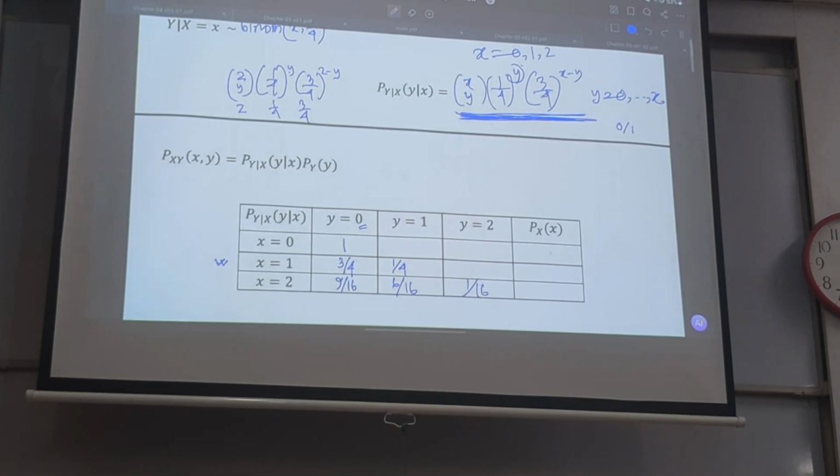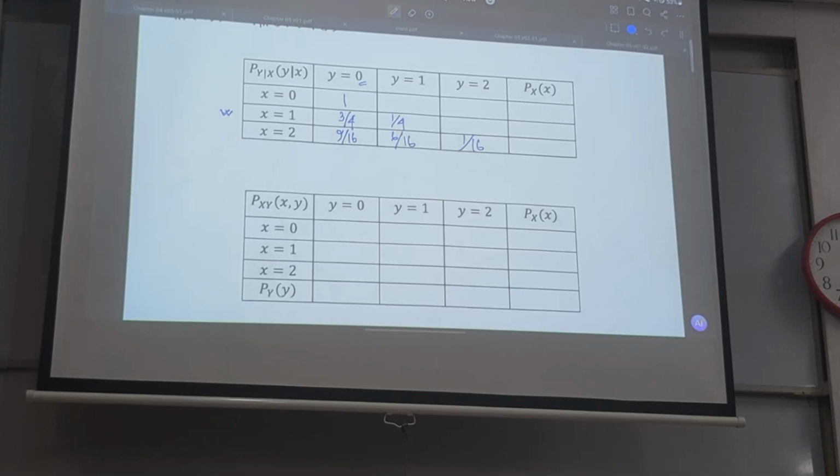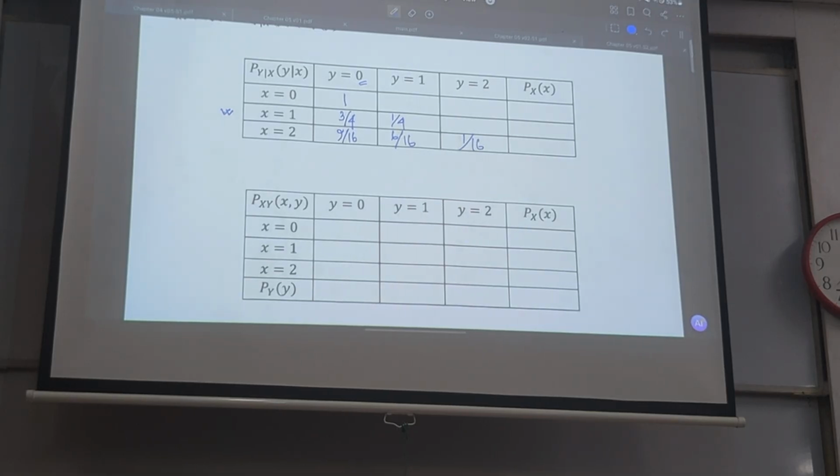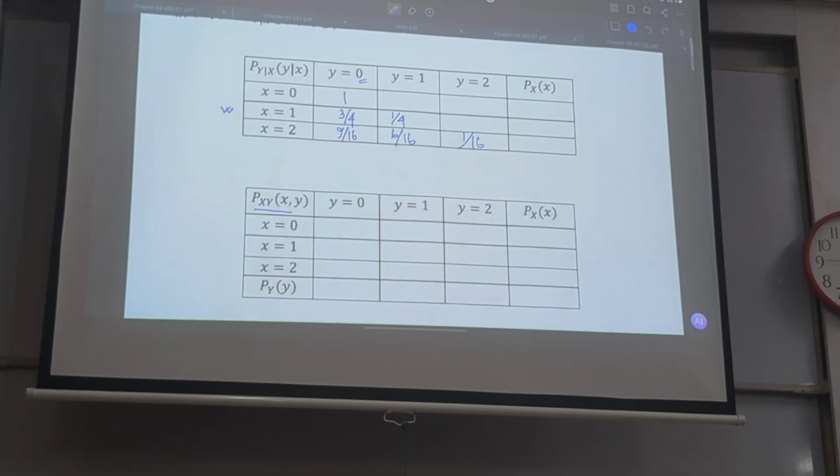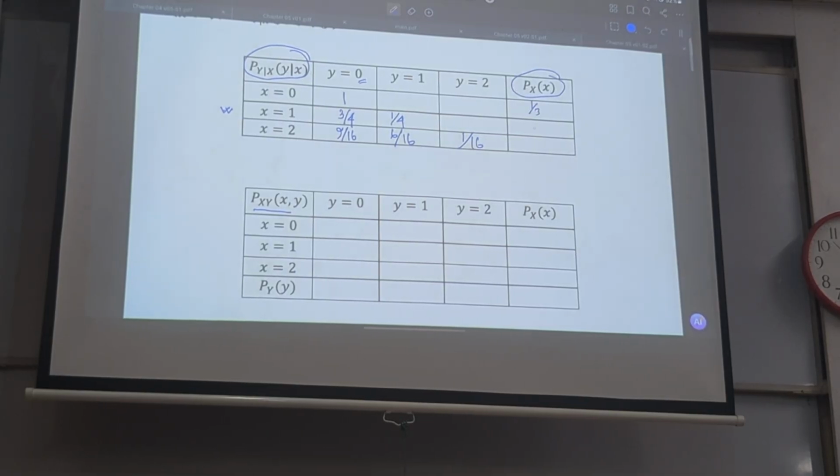We can calculate the marginal PMF of x here. What is the marginal PMF of x? No, the marginal PMF of x cannot be calculated from here. This is difficult. Now, how can we calculate the joint PMF? The joint PMF of x and y we can calculate from the conditional PMF of y times the marginal PMF of x. What is the marginal PMF of x? 1/3.